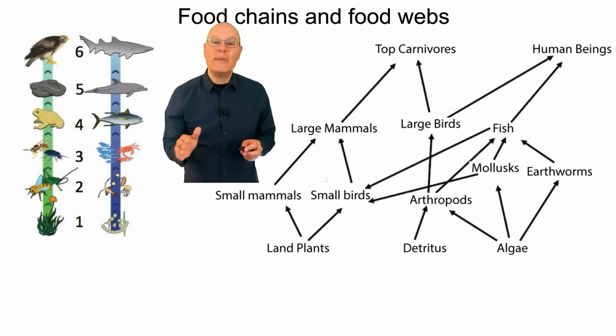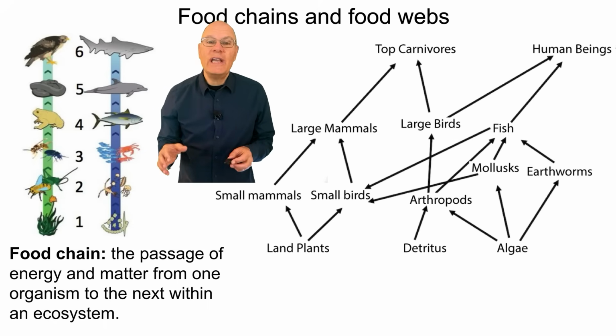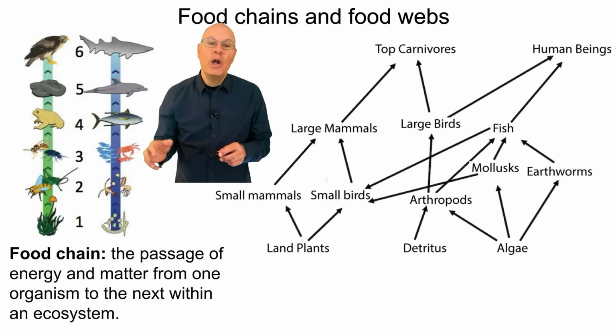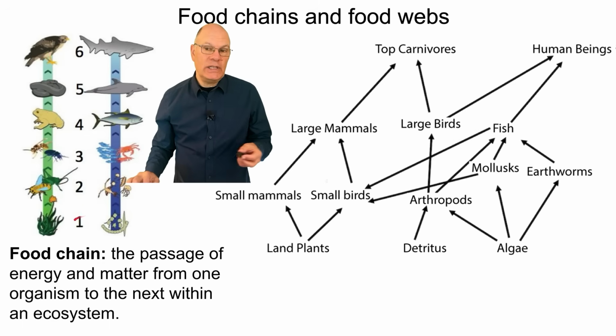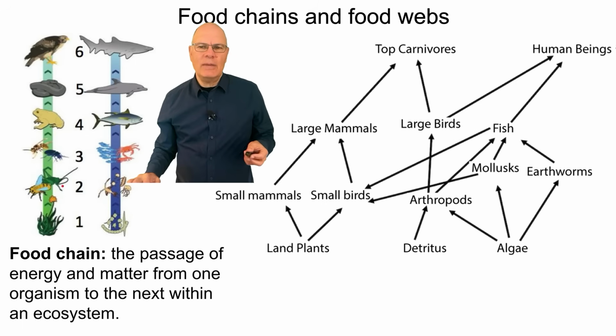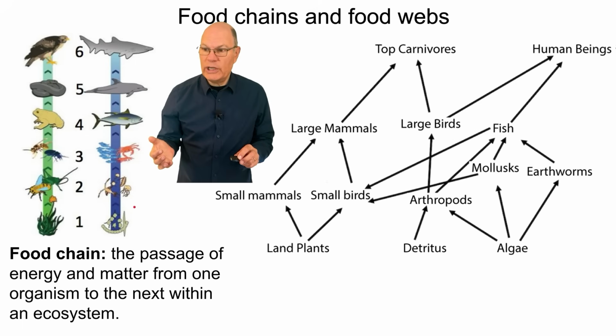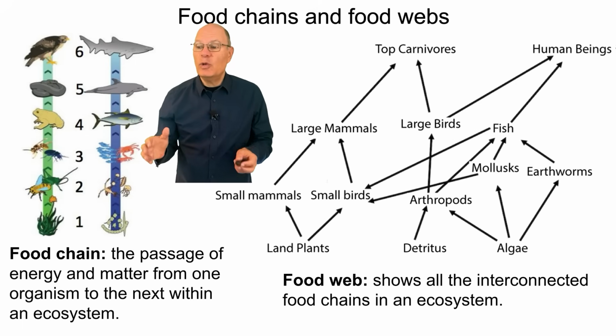Two essential concepts related to ecosystems are food chains and food webs. A food chain is the passage of energy and matter from one organism to the next within an ecosystem. On the left, we see a terrestrial food chain where a plant is getting eaten by insects, which is getting eaten by other insects, which passes to a frog, etc. On the right side, we see something equivalent for an aquatic food chain. On the right side, we have a food web. And a food web shows all the interconnected food chains in an ecosystem.